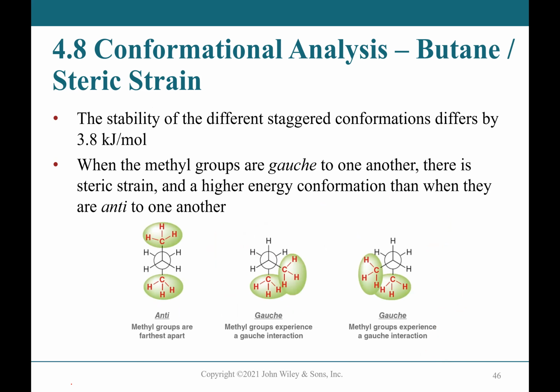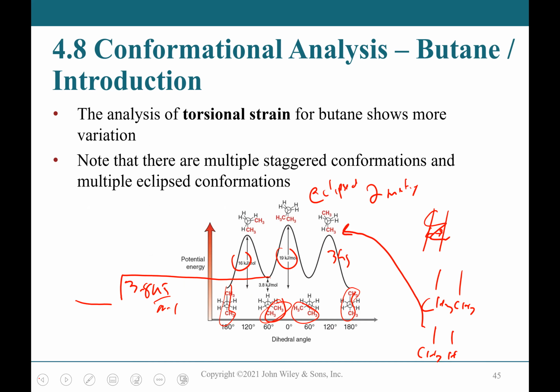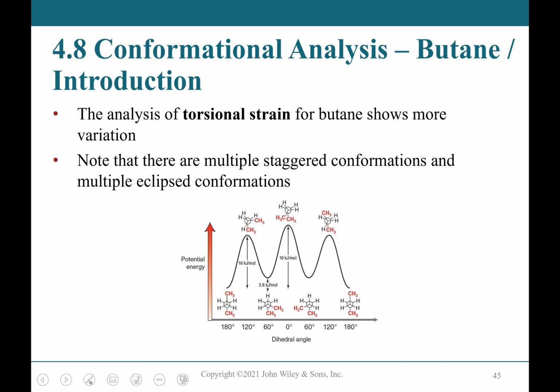And I have names for this. When the methyl groups are farthest apart, that's called anti. When the methyl groups experience a gauche interaction, they're right next to each other, and we saw this in the previous example. So now, since we know this, let's erase all this stuff. This would be anti. Here's your gauche.